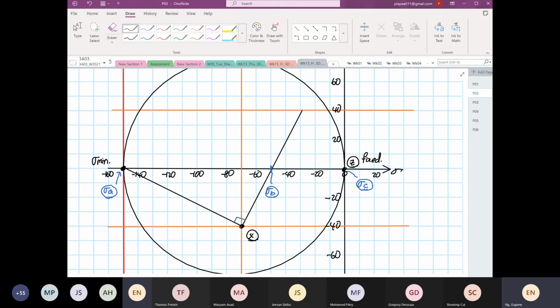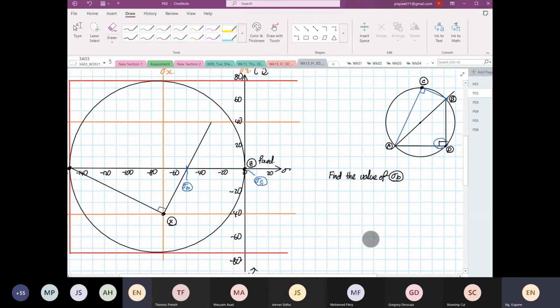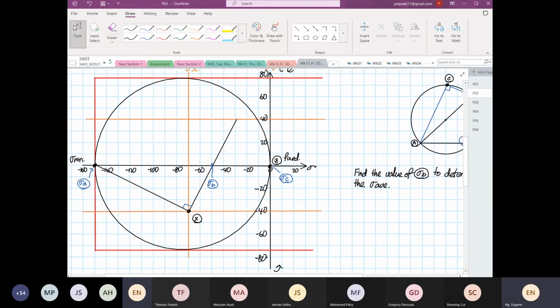So now we have to find the position of stress B to determine the stress average. We know stress A, and we need to determine the average stress. But first of all, we have to determine stress B. So to determine stress B, I'm going to call this point over here.